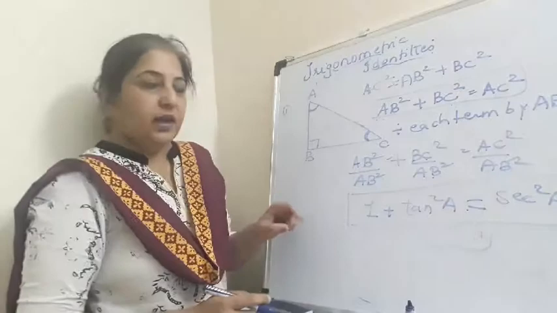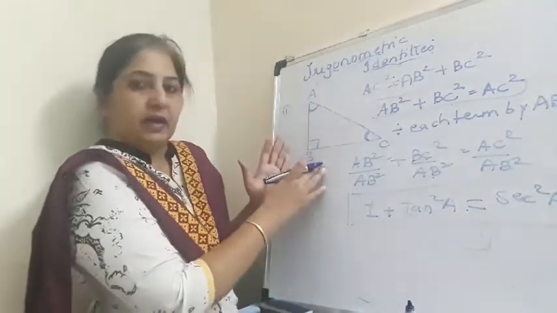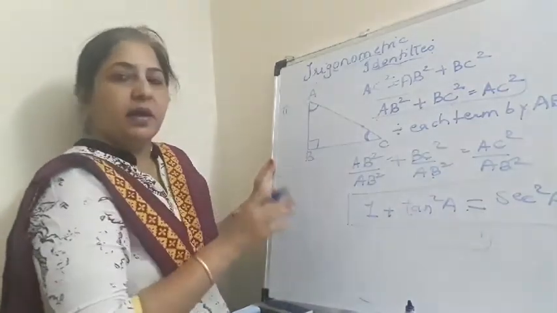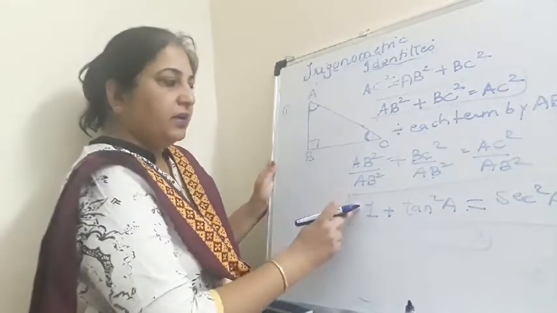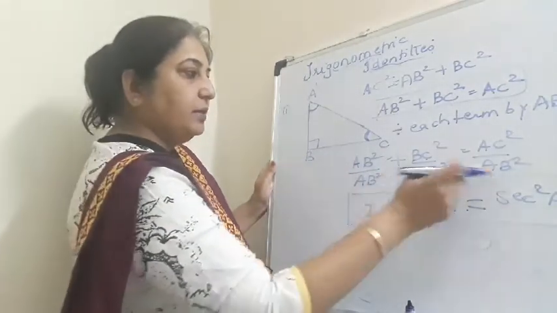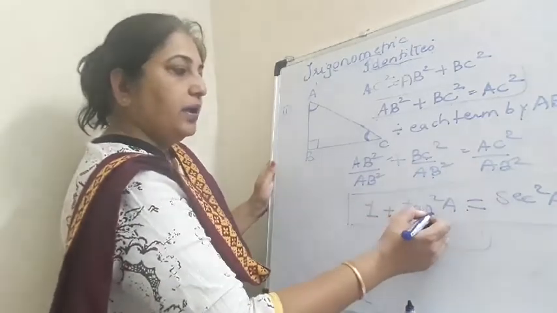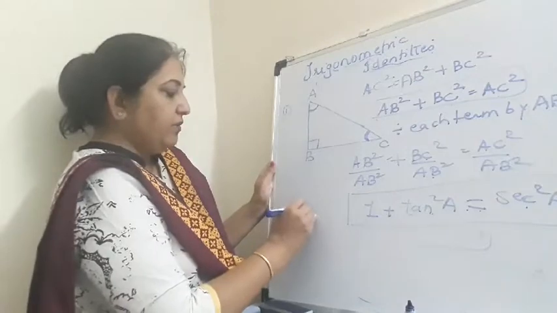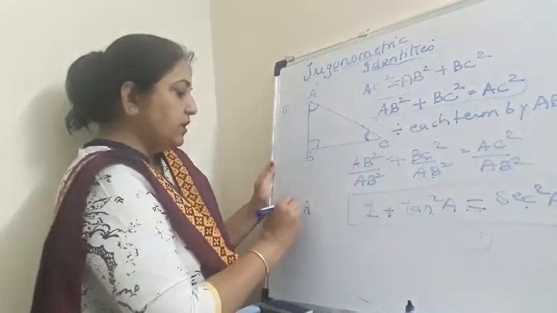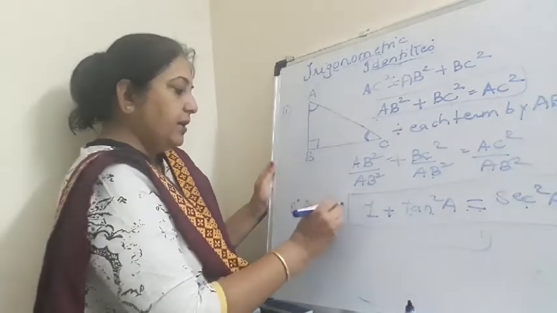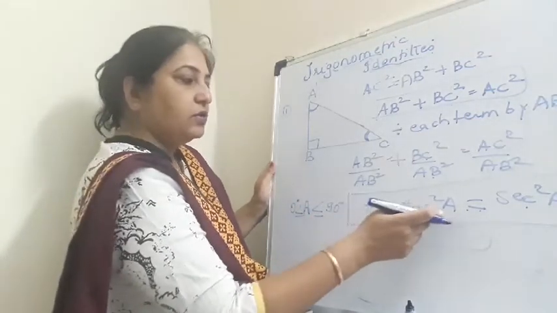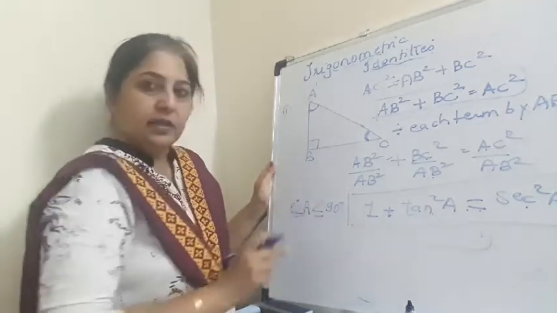As I told you, the whole proof will continue with the same triangle and with the same format. In the first one we divide each term by AC square, in the second one we divide each term by AB square, and we get 1 plus tan square A is equal to sec square A. Similarly, here also we write that the value of A ranges from 0 degree to 90 degree, and therefore this identity is true for all the values of A from 0 degree to 90 degree.